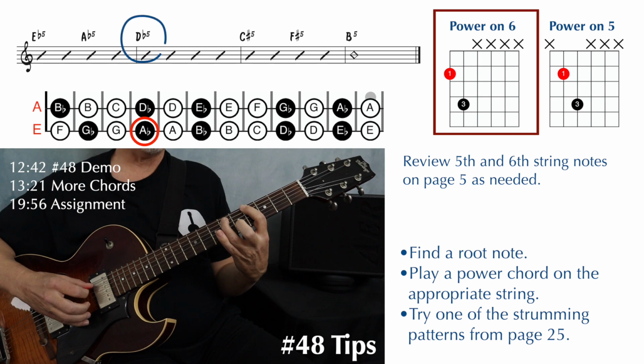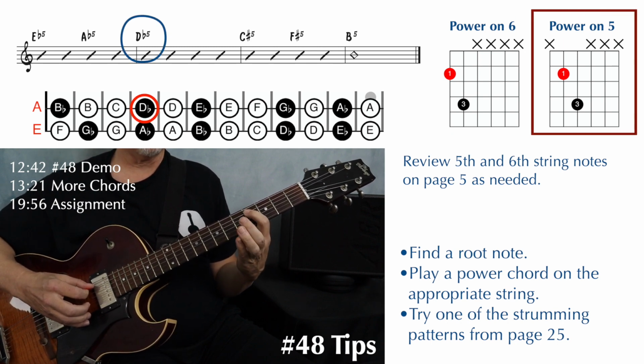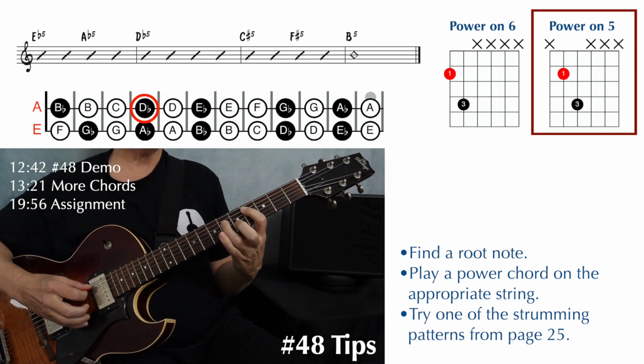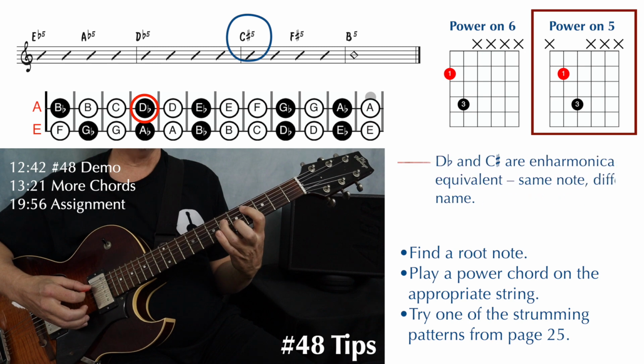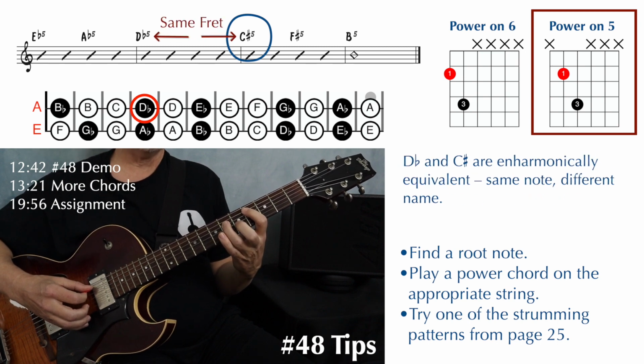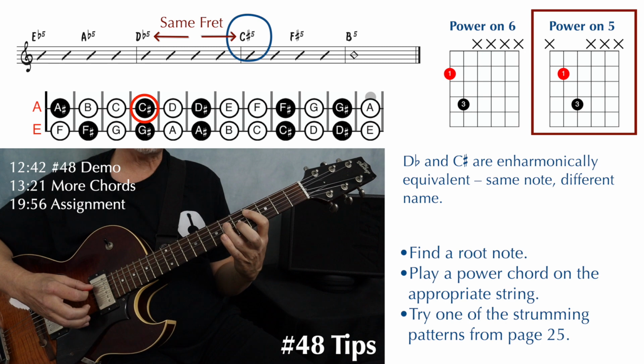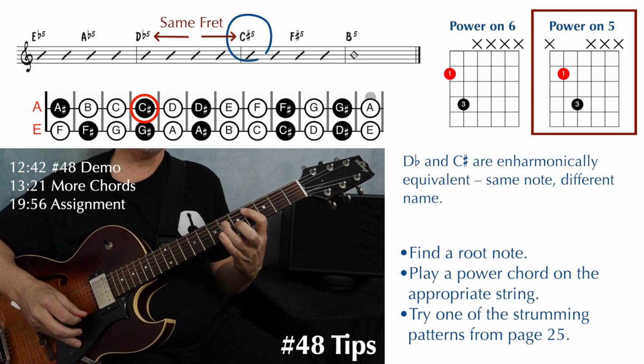Moving to a D flat 5 or D flat power chord. The closest D flat is right there at the 4th fret as well on the 5th string. And next we're moving to a C sharp 5, only we're not moving. D flat and C sharp are enharmonically equivalent. They're the same note. So even though it looks different on paper, it's the same. So D flat 5, C sharp 5, same thing.